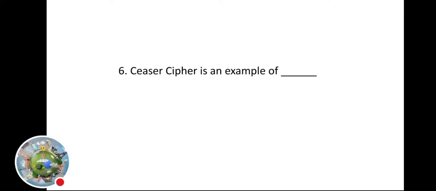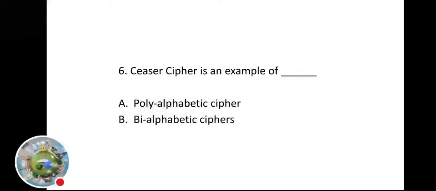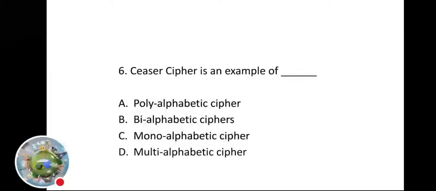Question number 6. Caesar cipher is an example of. So the Caesar cipher is the basic methodology of cryptography. So it's an example of which type? A, polyalphabetic cipher. B, bialphabetic cipher. C, monoalphabetic cipher. D, multi-alphabetic cipher. E, all of the above.